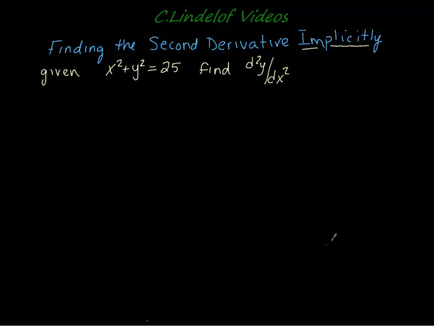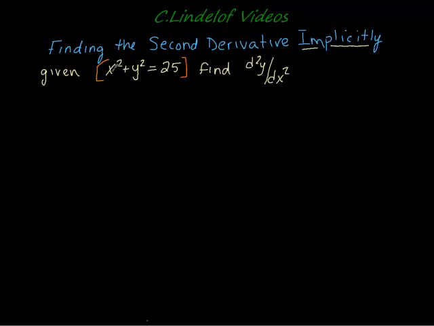Okay, in this video we're finding the second derivative implicitly. The first thing you have to do is take the first derivative. However, taking the second derivative implicitly is a little bit different than it is for other equations. So let's actually do this. Let's take the derivative of this thing right here.